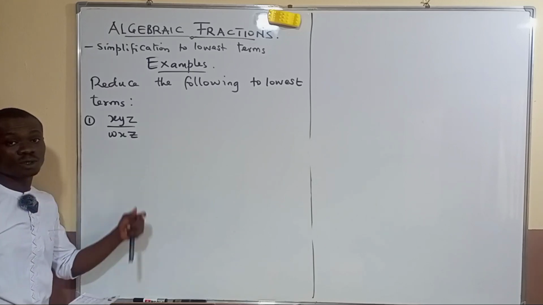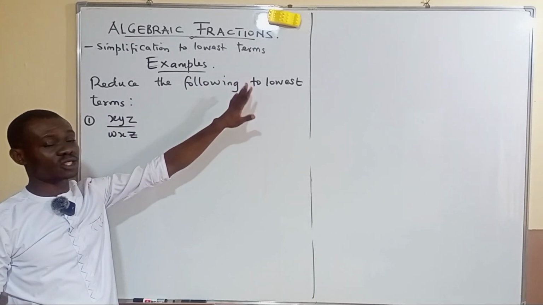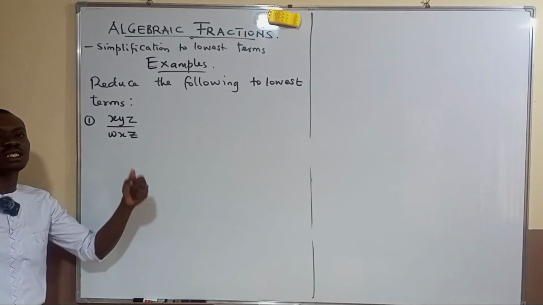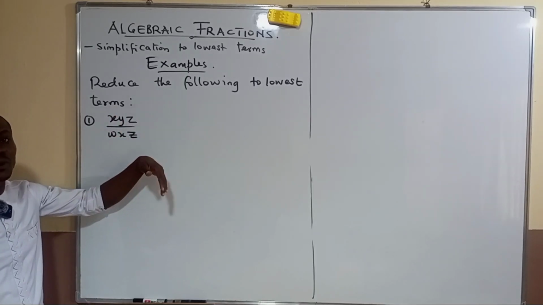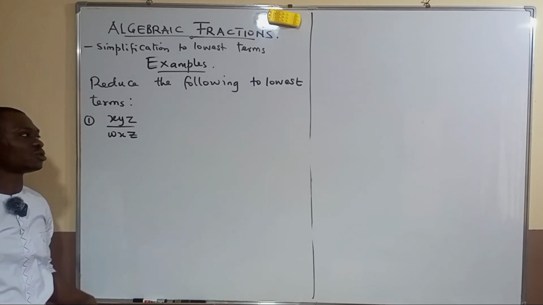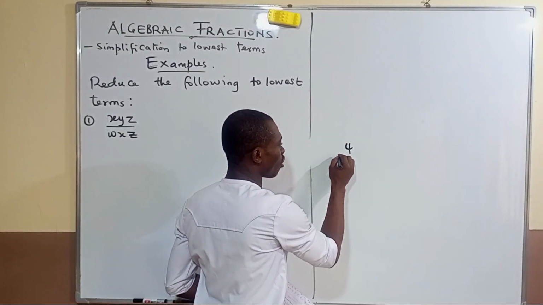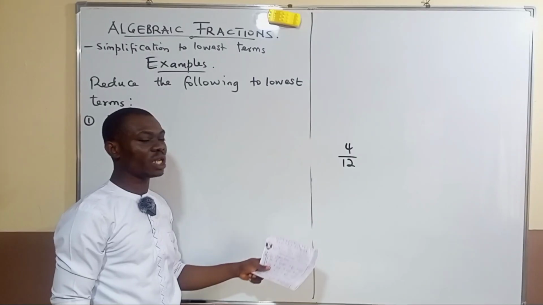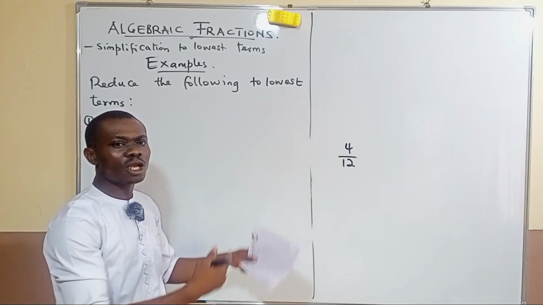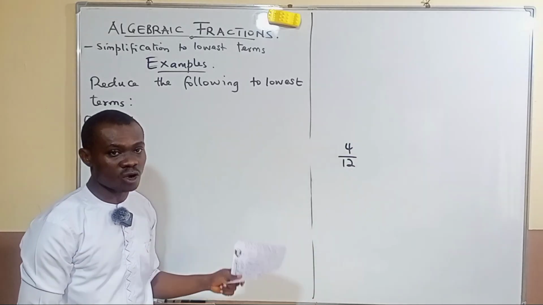We want to look at some examples on simplification of algebraic fractions to their lowest terms. How do you do that? Very simple. In most cases, there will be common terms in the numerator and in the denominator. So it's just like normal fractions of numbers. For instance, if I have 4 all over 12, you know that this fraction can be reduced to lowest term. You do that by dividing the numerator and the denominator by a common factor.